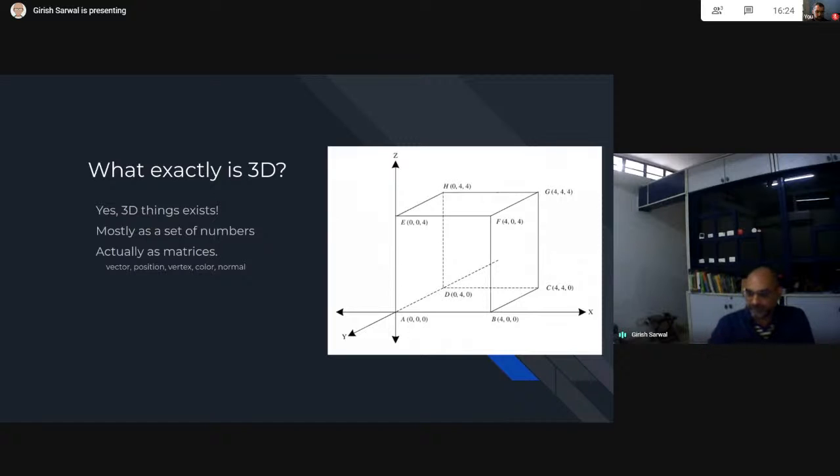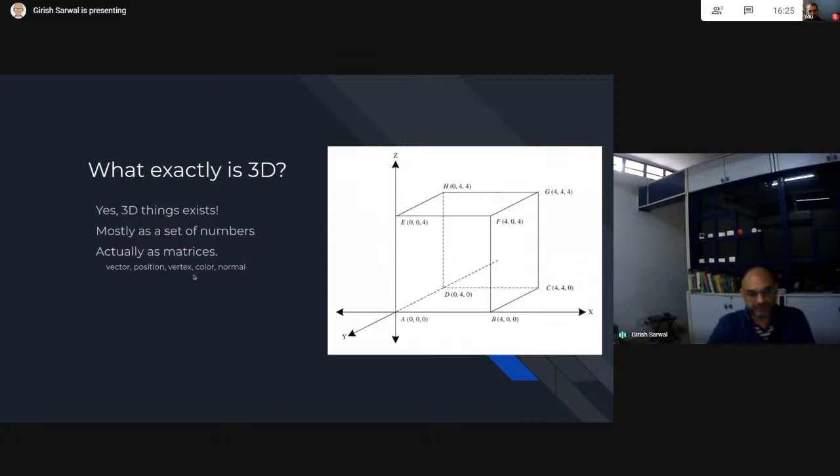Now, some of you might say that they don't exist as matrices; they exist as numbers. But the reason why I say they exist as matrices is because if you look at the basic vector form of how a 3D vertex is stored, it is stored as a matrix inside your RAM. So you essentially have 3 floats in a line or 4 floats in a line that represent a vector, which is why I believe that it is stored as a matrix.